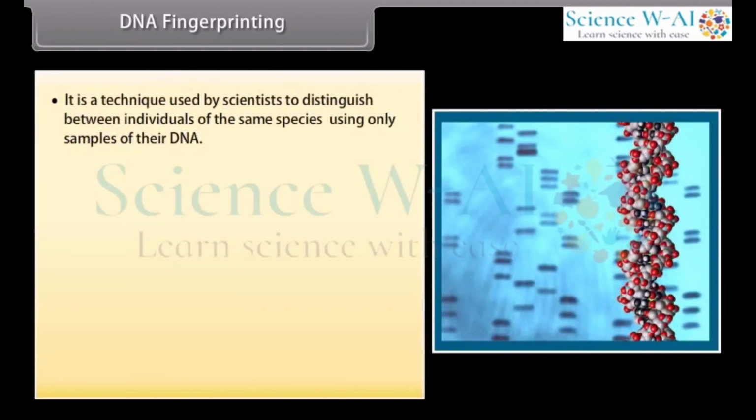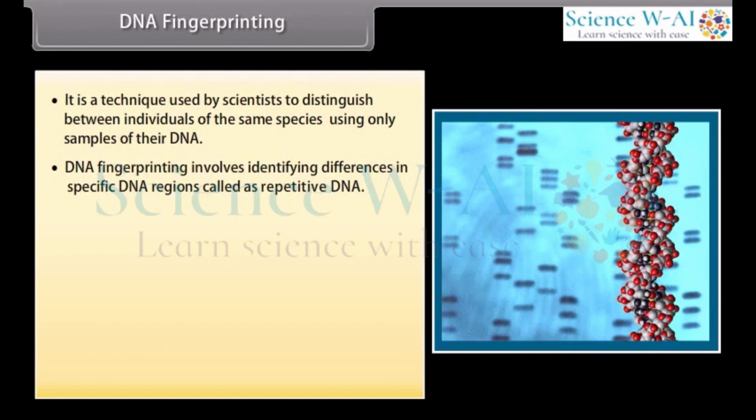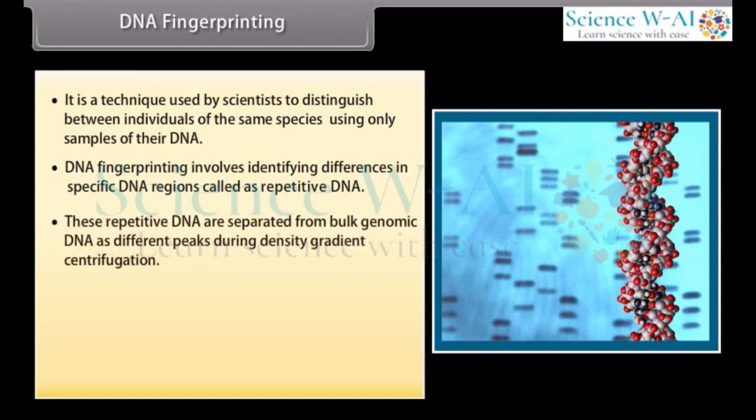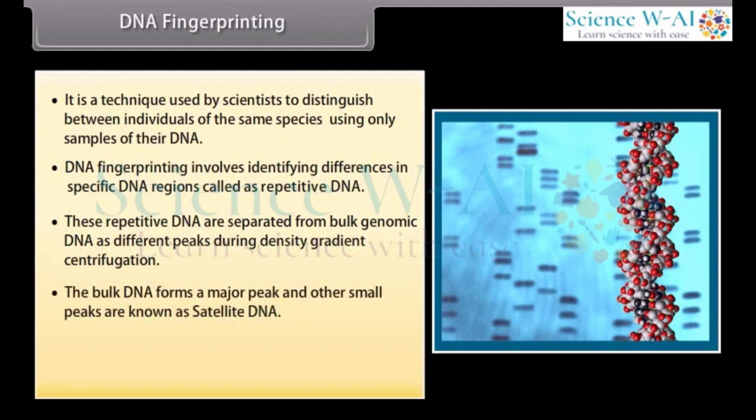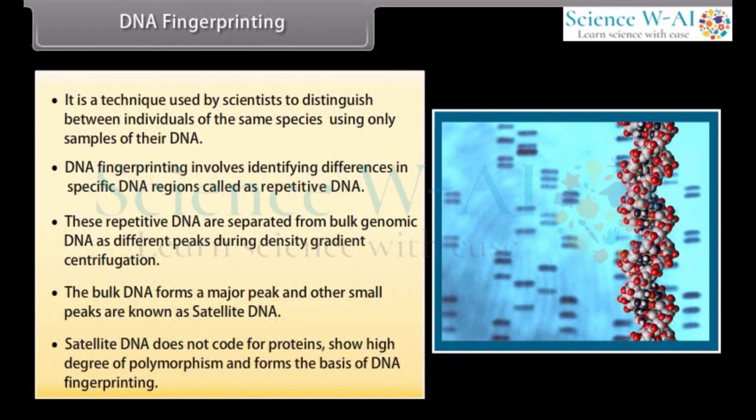DNA fingerprinting. It is a technique used by scientists to distinguish between individuals of the same species using only samples of their DNA. DNA fingerprinting involves identifying differences in specific DNA regions called repetitive DNA. These repetitive DNA are separated from bulk genomic DNA as different peaks during density gradient centrifugation. The bulk DNA forms a major peak, and other small peaks are known as satellite DNA. Satellite DNA does not code for proteins, shows a high degree of polymorphism, and forms the basis of DNA fingerprinting.